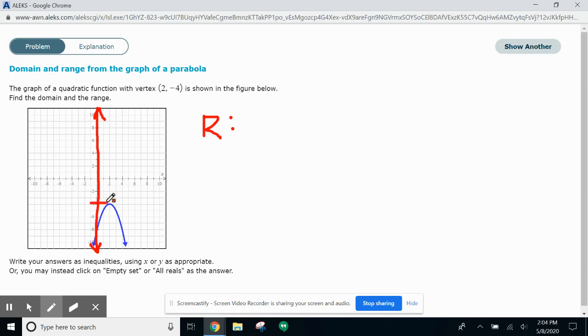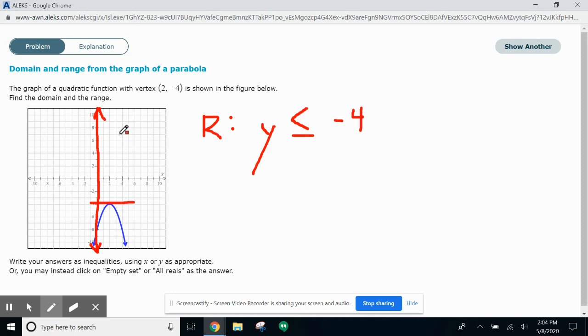It maxes out right here at that vertex. It has that maximum, so that maximum is at -4. So we know that it goes all the way up to -4, but it doesn't go any higher. That means our range for our Y values is going to include -4, but we have to make an inequality, which is greater than or less than. So we want all our Y values to be less than or equal to -4.